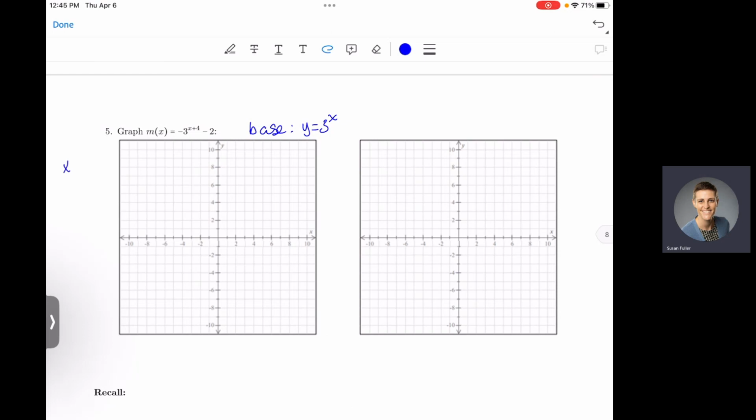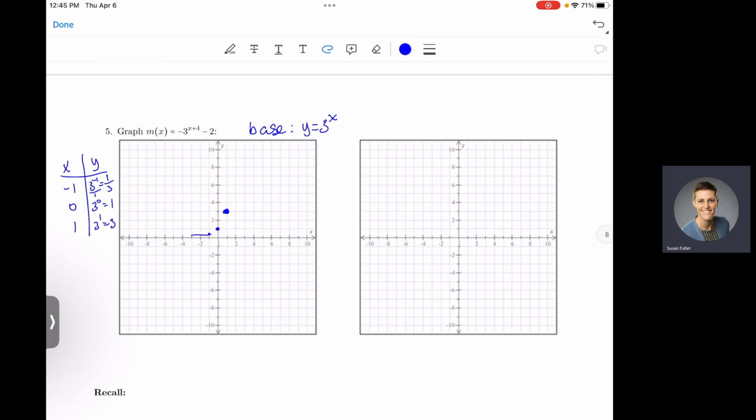So to make sure I know what that looks like, I'm just going to pick a couple of points. So I'm just going to do -1, 0, and 1. So if x is -1, y is 3 to the -1 power. That has to move downstairs. So I've got 1 over 3 to the first power. That's 1/3. If x is 0, then my y value is 3 to the 0 power, which is 1. And if x equals 1, my y value is 3 to the first power, which is 3. So I've got -1, 1/3. I've got 0, 1, and I've got 1, 3.